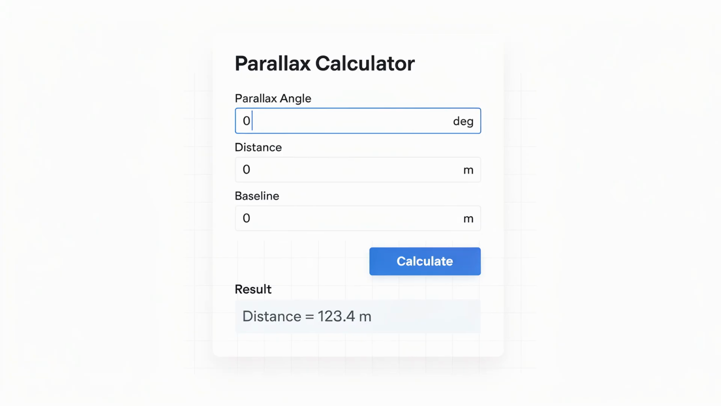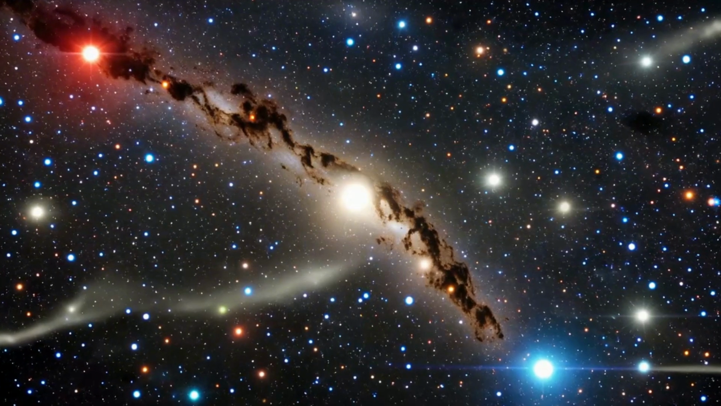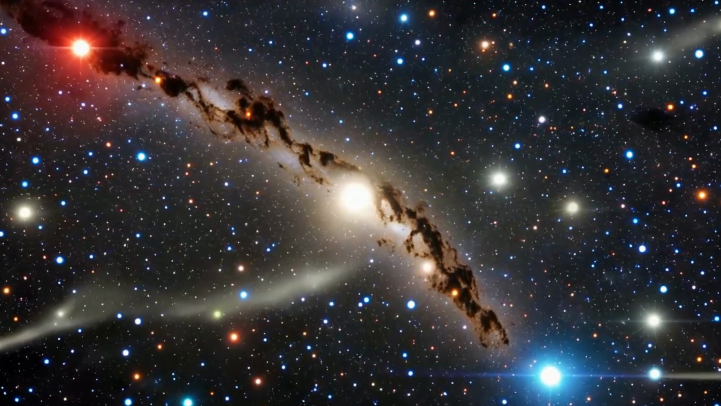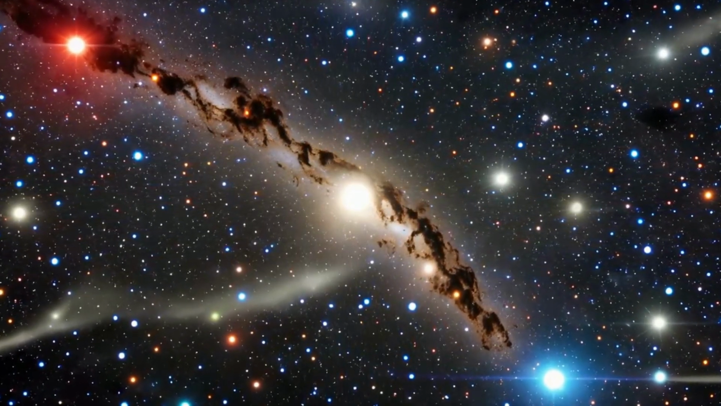Now for our worked example. I'll enter a parallax angle of 0.7687 arcseconds. After clicking Calculate, the calculator determines the distance to the star based on the parallax measurement. This distance represents how far the celestial object is from Earth, accounting for the apparent shift in position when viewed from different points in Earth's orbit.